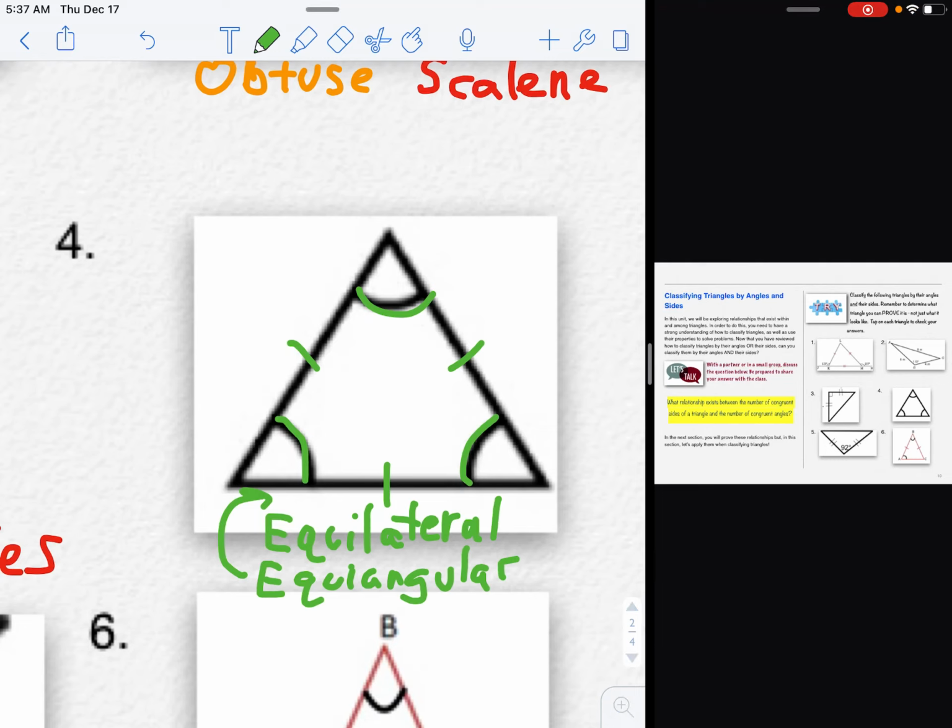So equilateral, that's typically what we just call it in the real world. And all these angles are 60 degrees. Remember, since they're all the same, they have to be all 60 degrees because that makes it add up to 180.